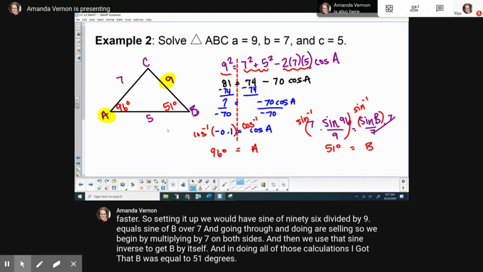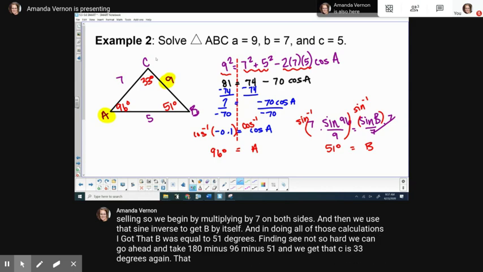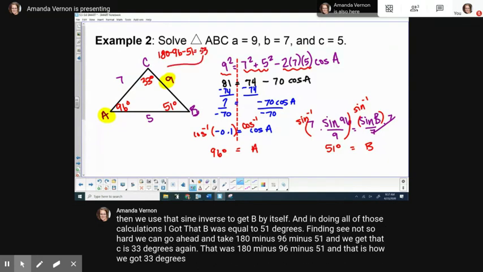Finding c, not so hard. We can go ahead and take 180 minus 96 minus 51, and we get that c is 33 degrees. Again, that was 180 minus 96 minus 51, and that is how we got 33 degrees, which happens to be angle C.